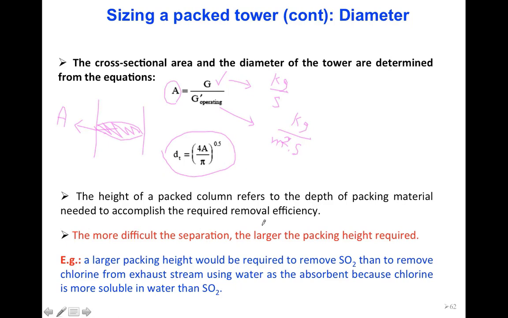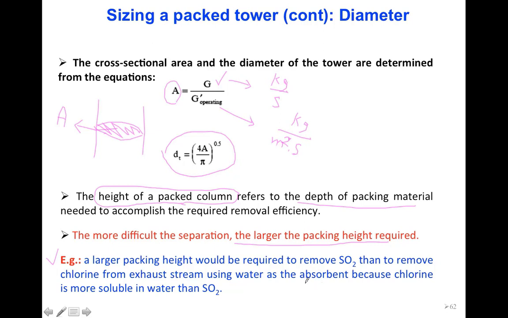All right, this is how we find the diameter, and next we need to find the height of the packed column. The height of the packed column is the height of the packing section, where the separation will happen. If the separation is more difficult, we need a taller packed bed. We need a higher amount of packing to do the separation. For example, we have one example here.